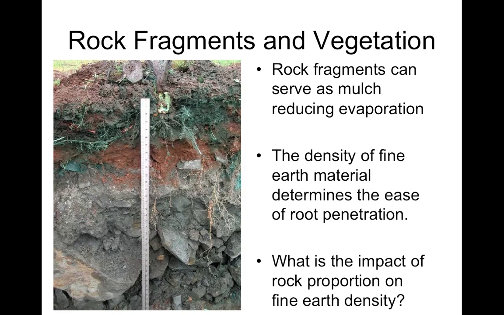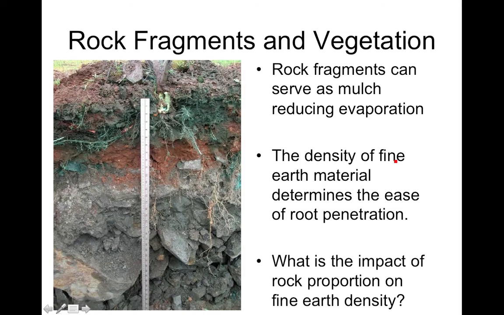Right, so rock fragments impact vegetation, and vegetation in turn impacts overland flow and erosion. So let's look at what's going on there. So rock fragments can potentially serve as a mulch. So mulches are applied in agriculture to reduce evaporation rates from bare soil. So rock fragments can do a similar sort of thing.